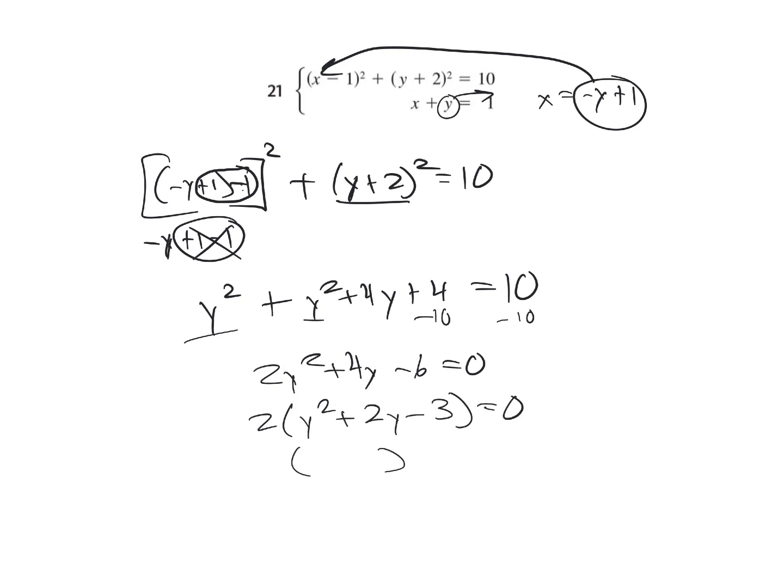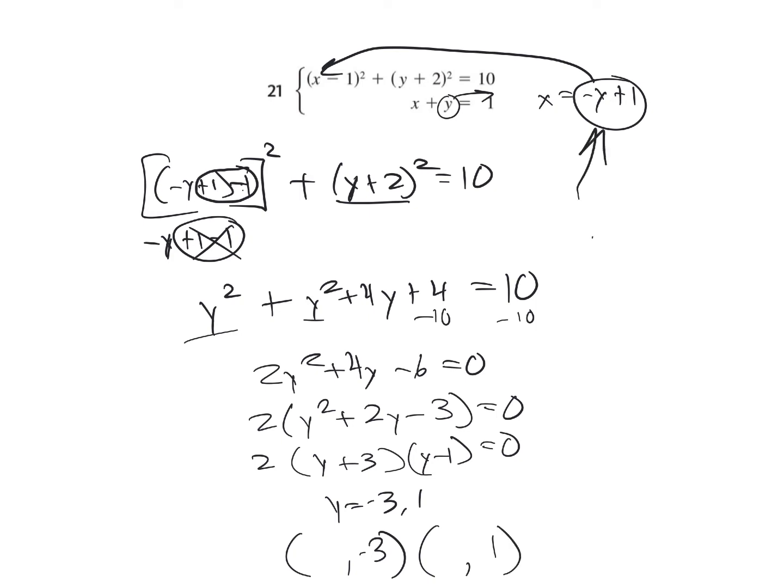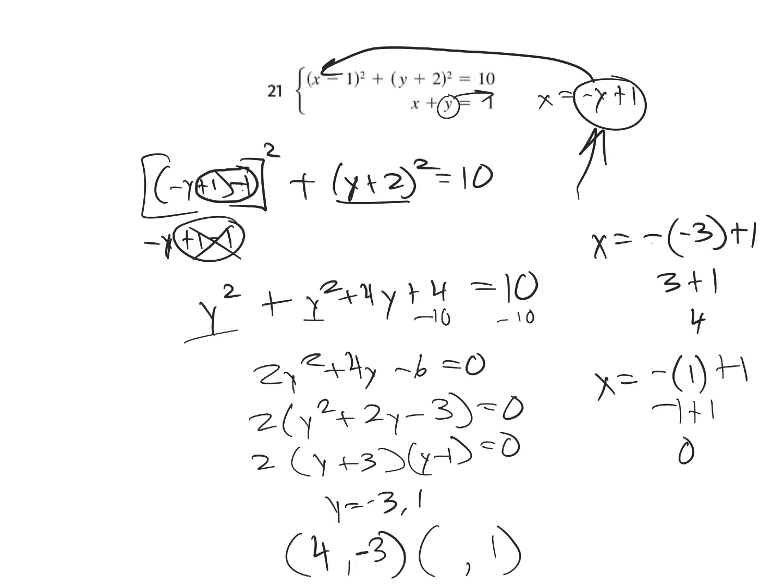Makes it easier to do your factoring. y plus 3, y minus 1. So y is negative 3 or positive 1. Okay, so when y is negative 3, let's substitute it in here. So x equals negative, whatever y is, negative 3. Minus the negative is positive 3. So x is 4 when y is negative 3. And again, when y is 1, negative 1 plus 1 is 0. x is 0 when y is 1.